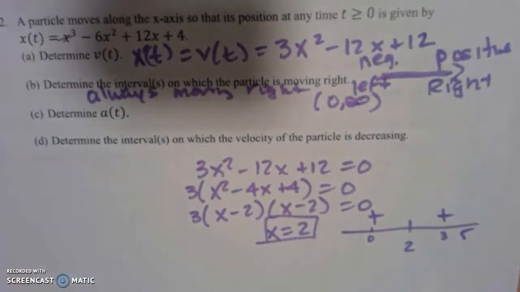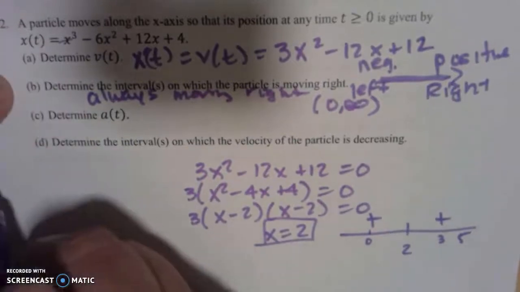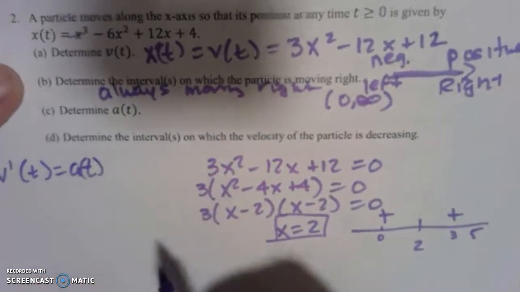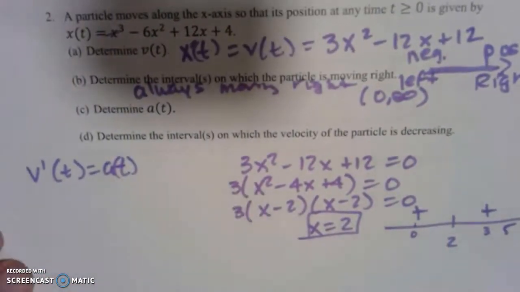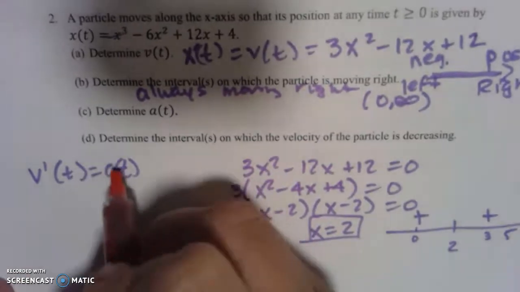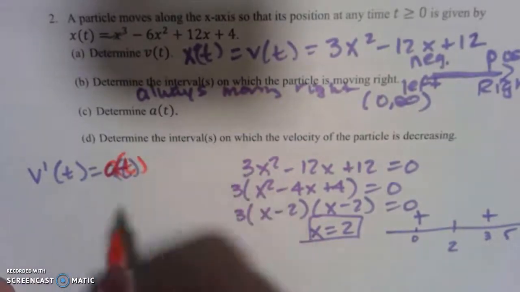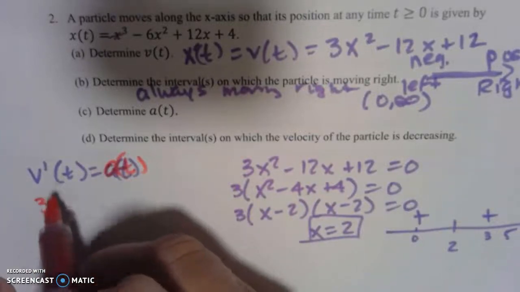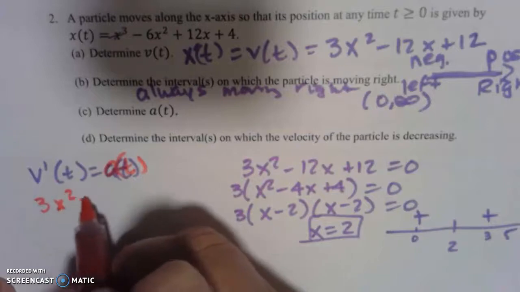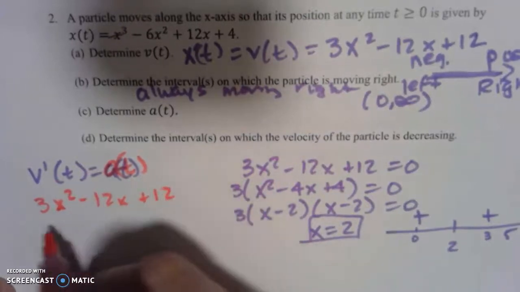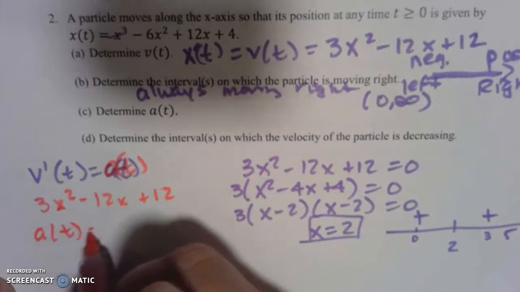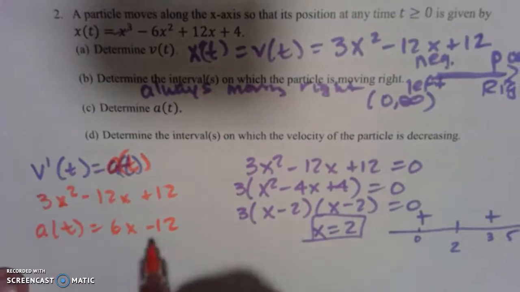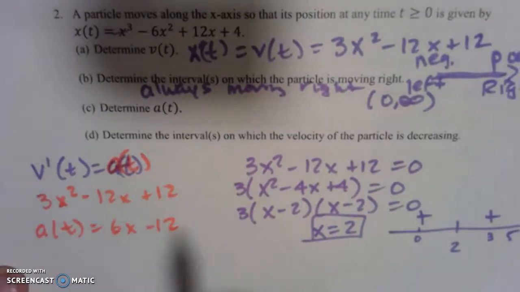Okay, and then I want to determine a of t. Well, the derivative of the velocity is a of t. So the derivative of this, I'll do the velocity, or a of t, in a different color. I'm going to take the equation that represents velocity, 3x squared minus 12x plus 12, and take its derivative. And I get a of t equals 6x minus 12. Okay, that is the equation that represents acceleration.